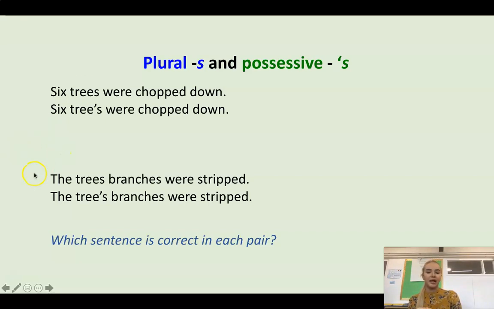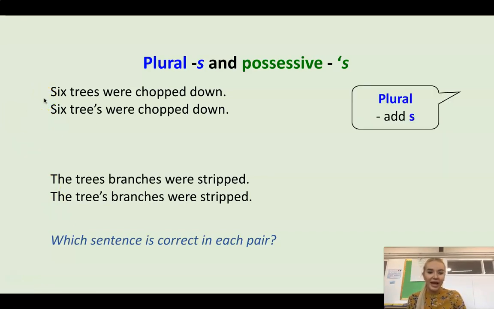And the second example here, the trees' branches were stripped, or the tree's branches were stripped. Is it showing multiple trees, or is it showing possessive, so something is owned by the tree? Pause the video now and have a think which of these sentences is correct, which is plural, and which is possessive. Pause the video, have a think. Okay, how did you do?